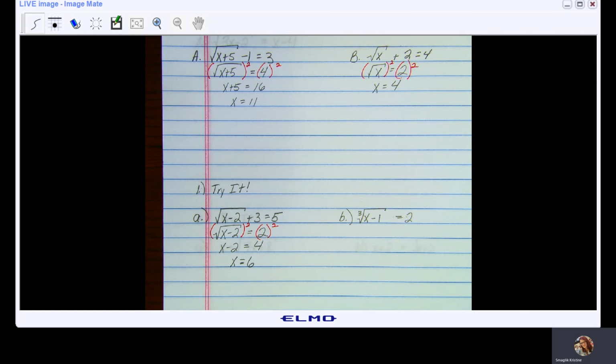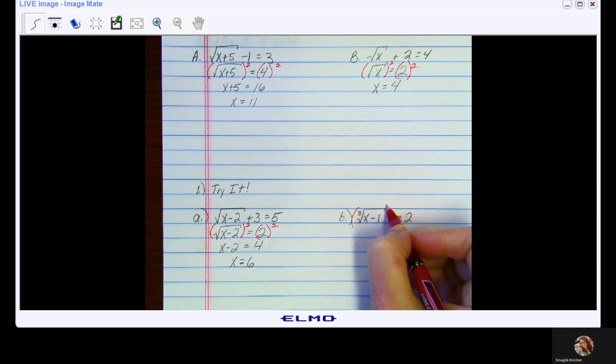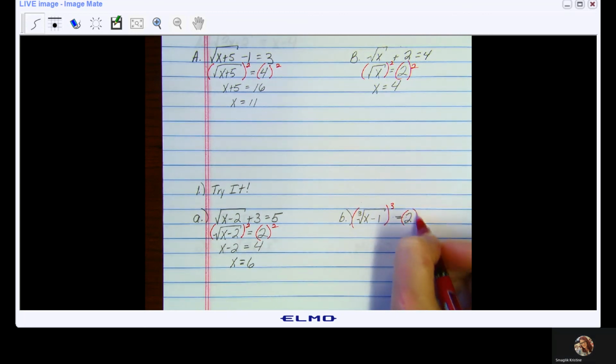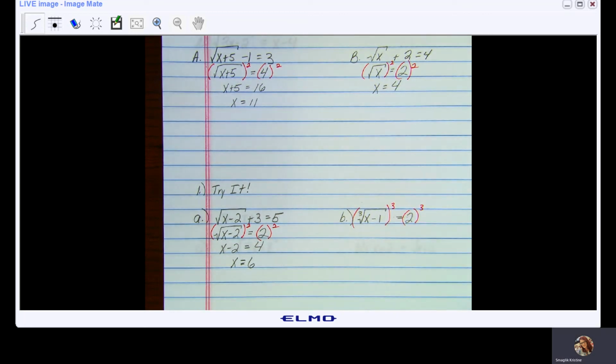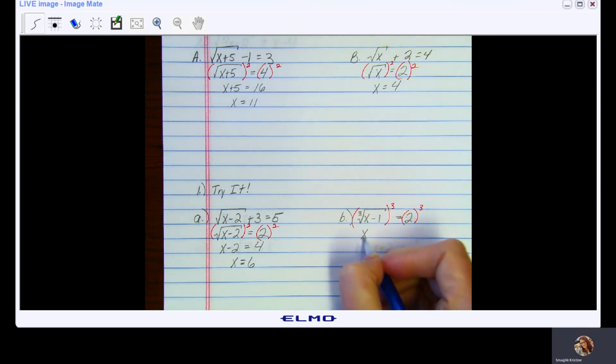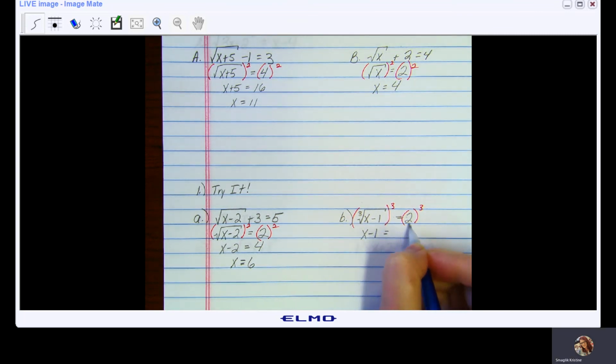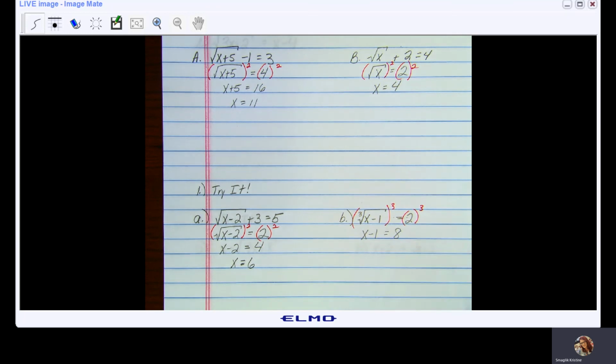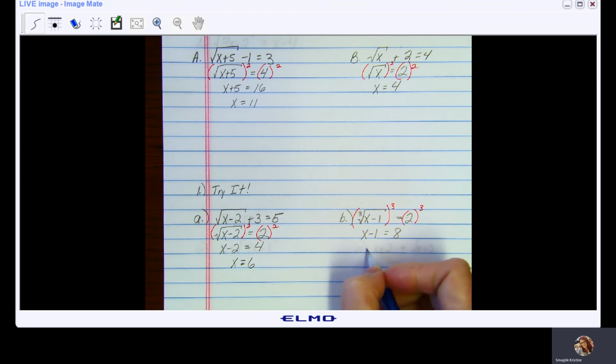b is a cube root. So in order to undo the cube root, you're going to take the cube of both sides. I get x minus 1 equals 2 to the third power, which is 8. I'm going to add 1 to both sides, and I get x equals 9.